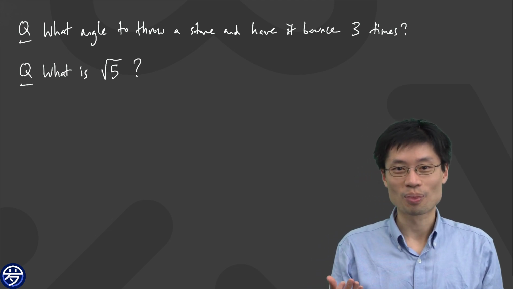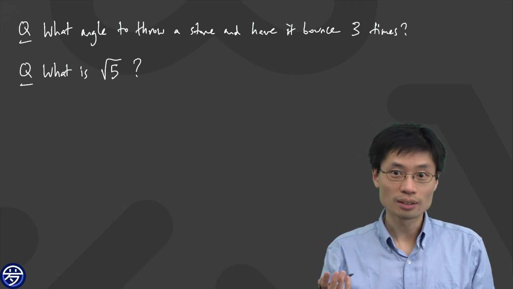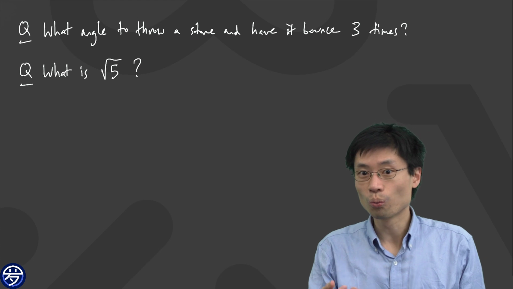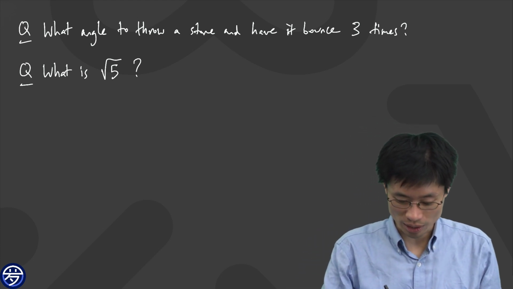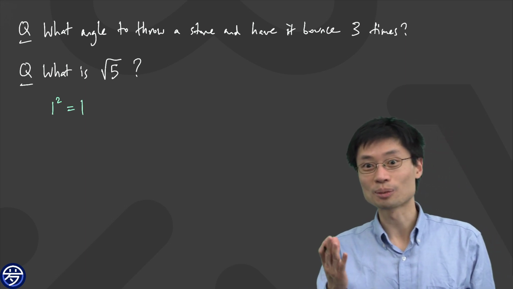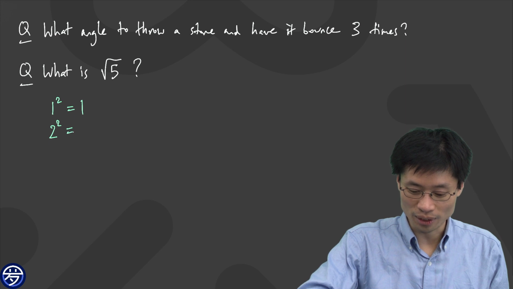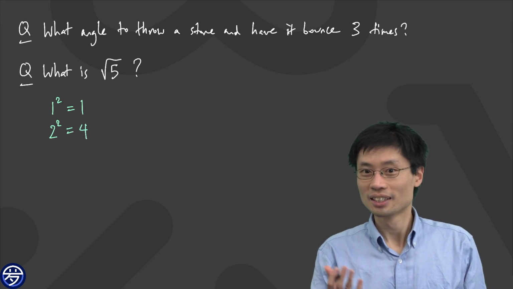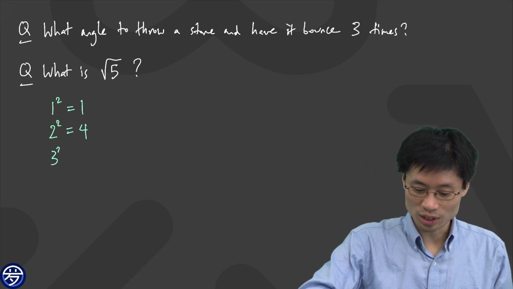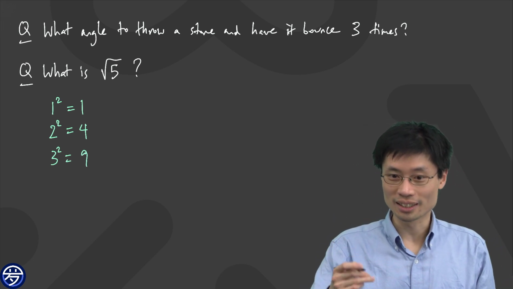What might you do? Well, you might say, could the square root of 5 be 1? If I took 1, would 1 work? I try 1. If I square 1, I get 1. Too small. Does 2 work? If I square 2, I get 4. Still too small. Does 3 work? 3 squared is 9. Too big. But now I know it is between 4 and 9.